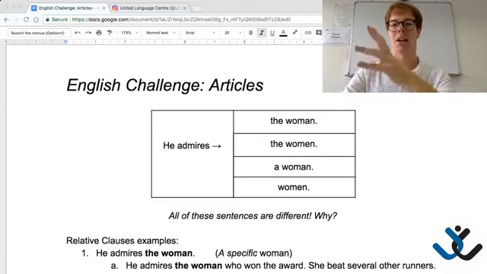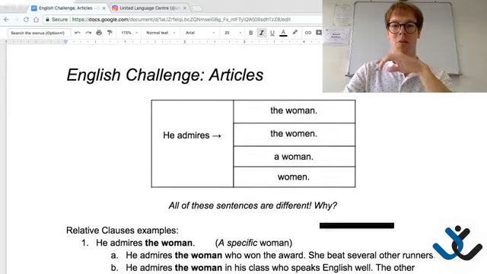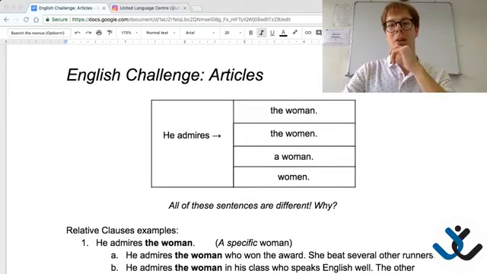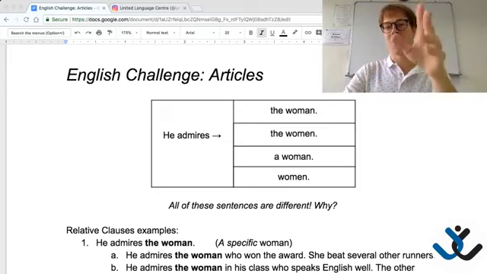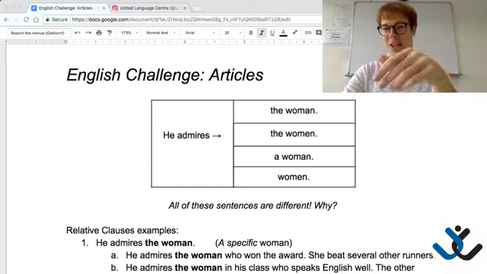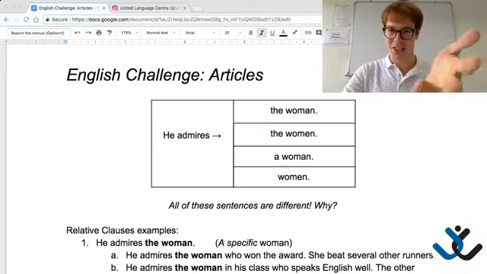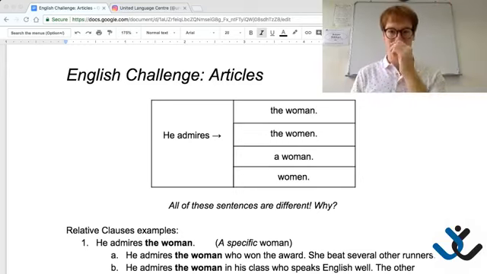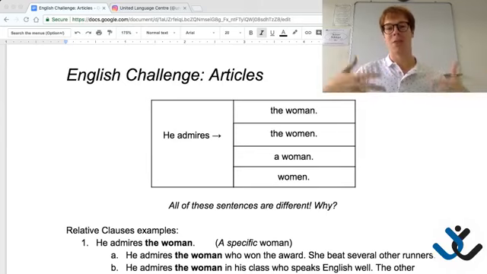Here's the document I've made for us to focus on articles. I have four examples of using different articles to change the meaning of a sentence. So here are our four: He admires the woman. He admires the women. He admires a woman, and he admires women, right? So all of these, we've changed it. We've made each one a little bit different.